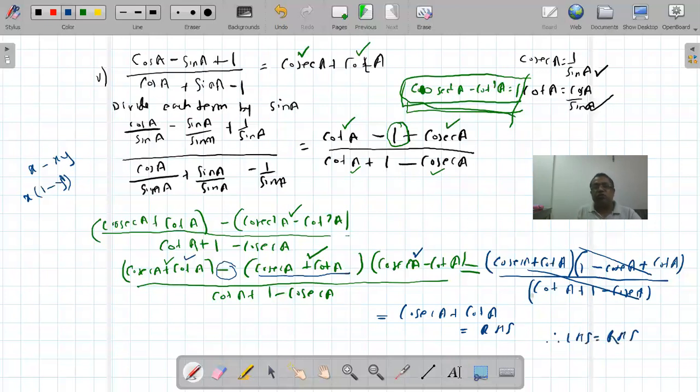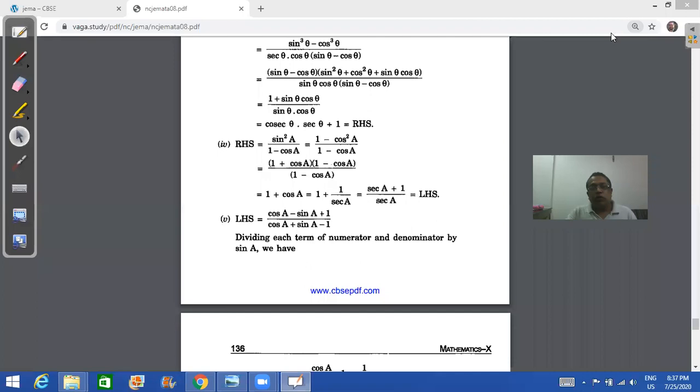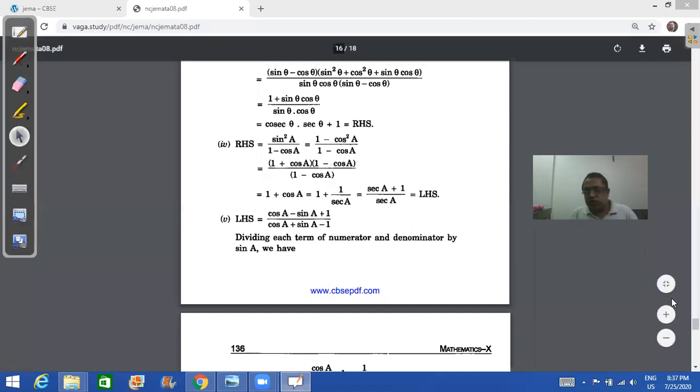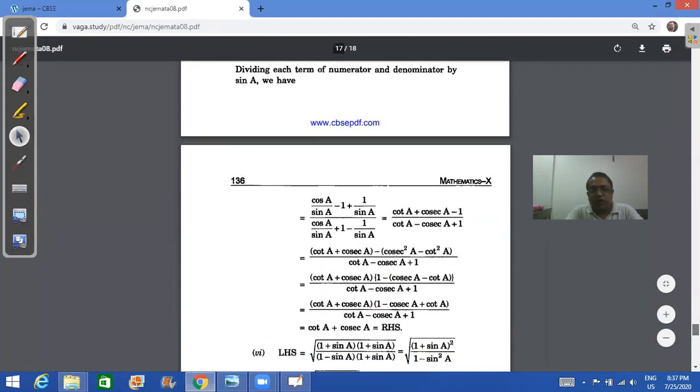So hope you understood this. You may note this because this is an important question, one of the important questions from the chapter based on identities. So next we are going to the 6th question. You can note down this in the meantime. The 6th question is on your screen in a moment.